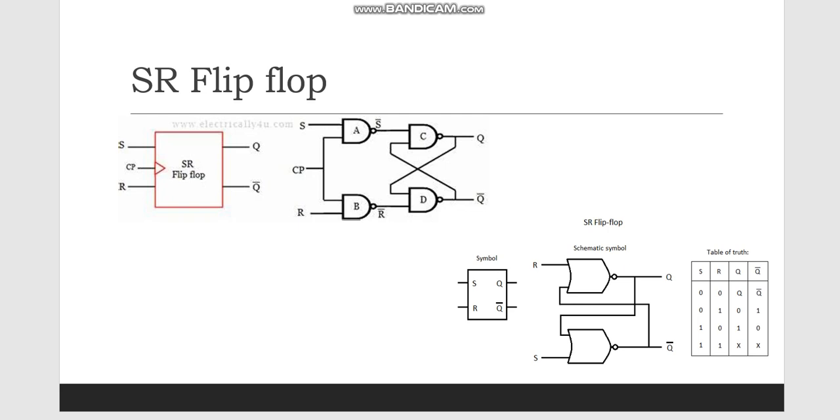The SR flip-flop should not be pulsed when S equals R equals 1, since it produces an indeterminate next state. This indeterminate condition makes the SR flip-flop difficult to manage, and therefore it is seldom used in practice.